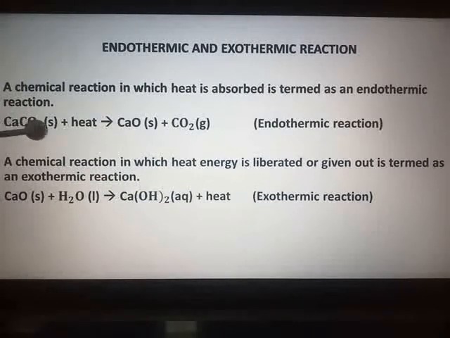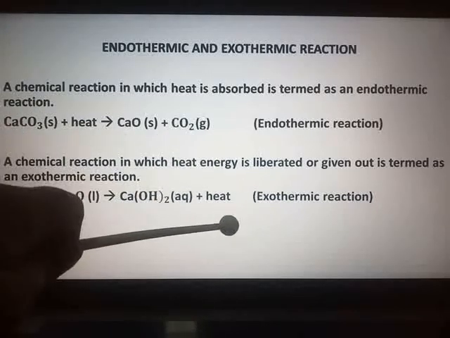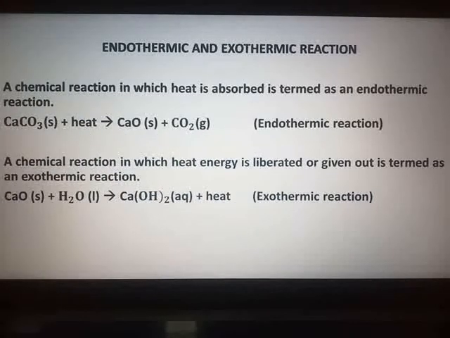So here you can see in the first case, calcium carbonate, the only example we had seen. Calcium carbonate on strongly heating, means heat is absorbed, decomposes into calcium oxide and carbon dioxide gas, an example of endothermic reaction. Here calcium oxide combines with water, liberating calcium hydroxide plus heat. This example, if you have not forgotten, just now we have studied under combination. So here heat you can see on the product side, then exothermic reaction.